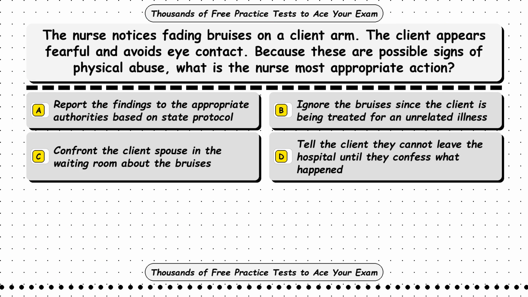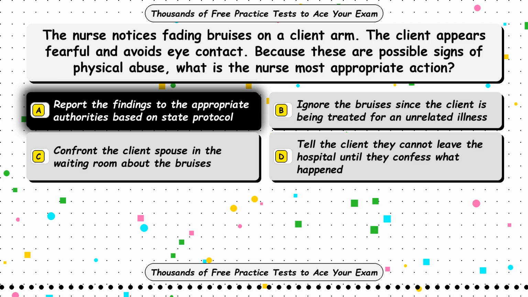Question 123. The nurse notices fading bruises on a client's arm. The client appears fearful and avoids eye contact. Because these are possible signs of physical abuse, what is the nurse's most appropriate action? Option A, report the findings to the appropriate authorities based on state protocol. Option B, ignore the bruises since the client is being treated for an unrelated illness. Option C, confront the client's spouse in the waiting room about the bruises. Option D, tell the client they cannot leave the hospital until they confess what happened.